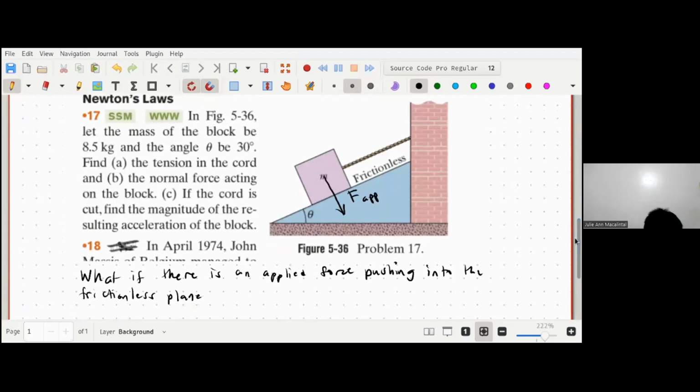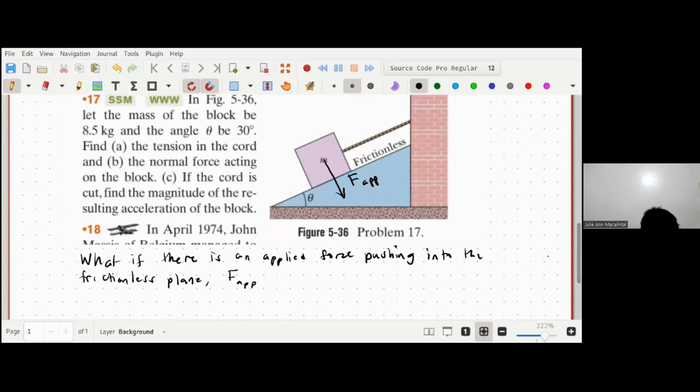So walang force along the horizontal. This time walang force along the plane. Ang force natin ngayon ay you're pushing down into the plane. So F applied.